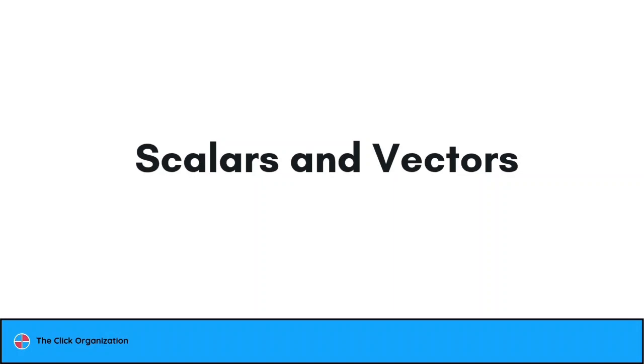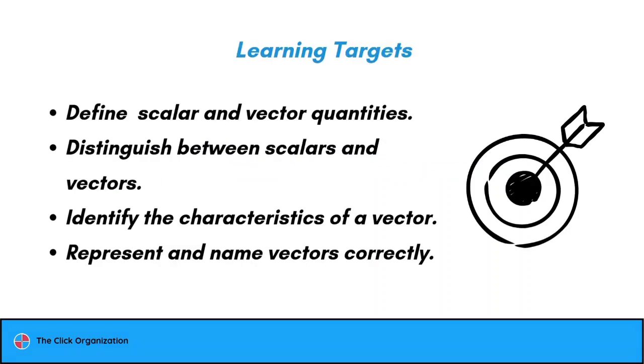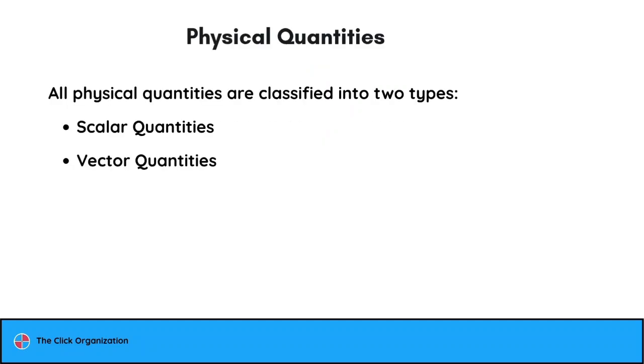In this lesson, we will discuss scalars and vectors. So let's get started. By the end of this lesson, you should be able to define scalar and vector quantities, distinguish between scalars and vectors, identify the characteristics of a vector, and represent and name vectors correctly. These concepts will serve as the foundation for all the vector operations that we will study later in this chapter.